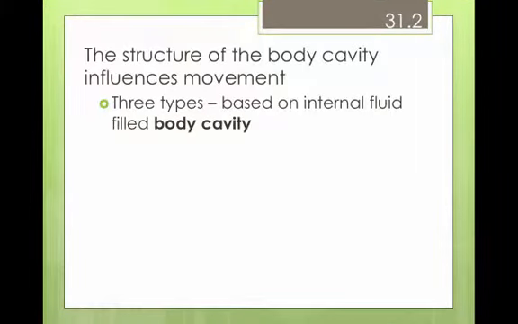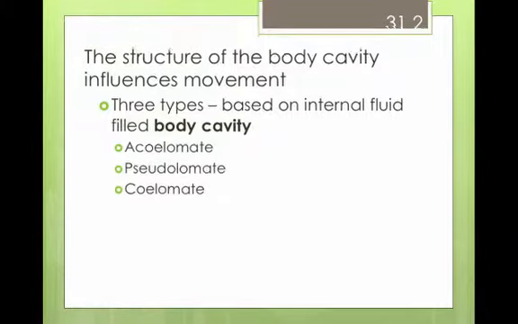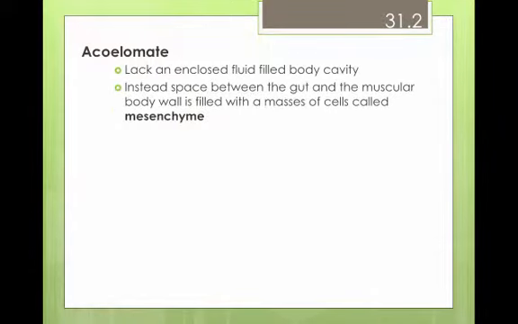So the structure of the body cavity also influences movement. There are three types of body cavities, and they're based on the internal fluid that fills the body cavity. So there's acoelomate, pseudocoelomate, and coelomate. The acoelomates lack an enclosed fluid-filled body cavity, and instead the space between their gut and their muscular body wall is filled with masses of cells called mesenchyme, and they typically move by beating cilia.